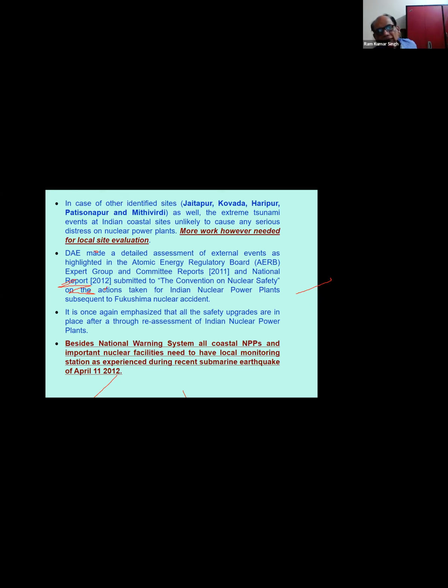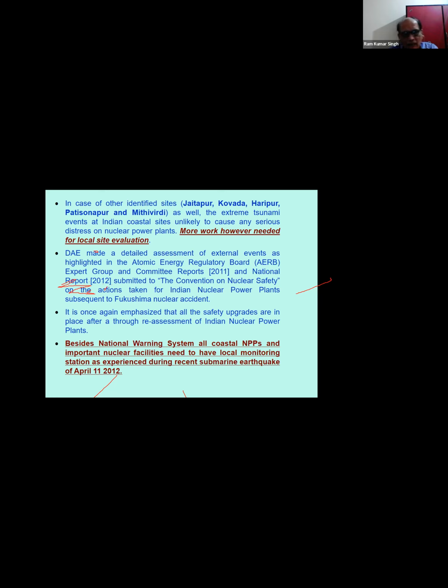Then DAE made a detailed assessment of external events as was highlighted in the AERB Expert Group Committee Report 2011 and the National Report 2012 that was submitted to the Convention on Nuclear Safety. And the actions taken for the Indian nuclear power plants subsequent to the Fukushima accident were presented, and were appreciated. So I will again emphasize that the safety upgrades for the plants as far as tsunami is concerned are in place, and a thorough reassessment has been done for all the existing plants. For future plants, of course, as I said, more work is required.